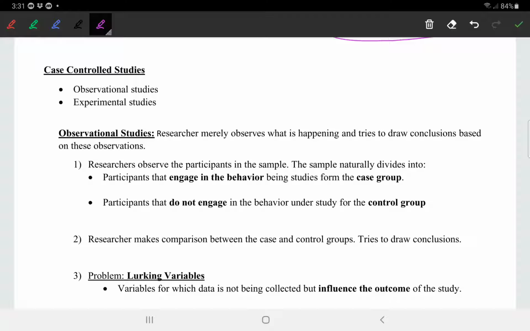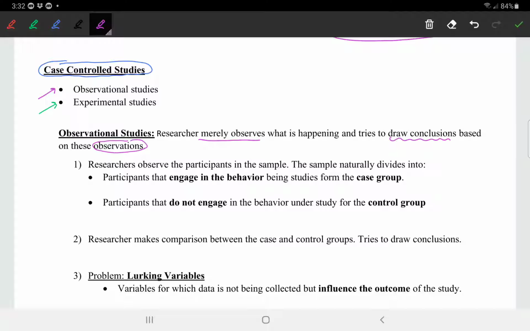In the beginning, we talked about observational studies and experimental studies. These are both cases of what are called case-controlled studies, right? And we're going to go into the difference about them in more detail now. In observational studies, the researcher, again, merely observes what is happening and tries to draw conclusions just based upon these observations.